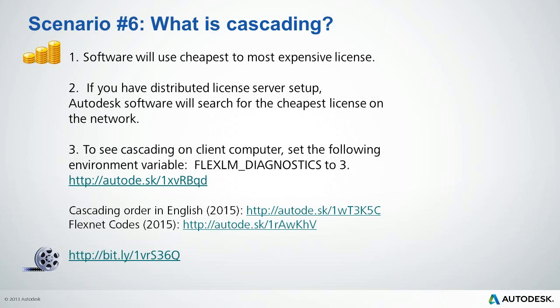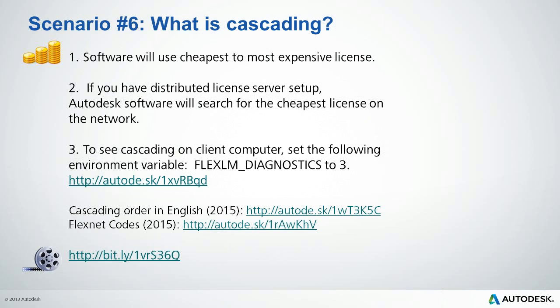Another thing we see in product support is that if you have a distributed server setup, it will search the network for the cheapest license. So you may notice that one of the side effects is that it takes a long time to launch. When you launch your AutoCAD, it's looking on your servers to find the cheapest license, and on top of that, it's trying to cascade everything and check the list.